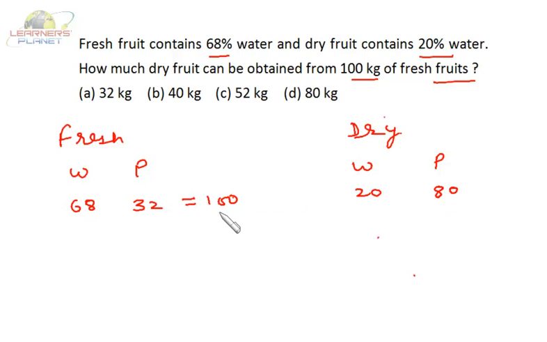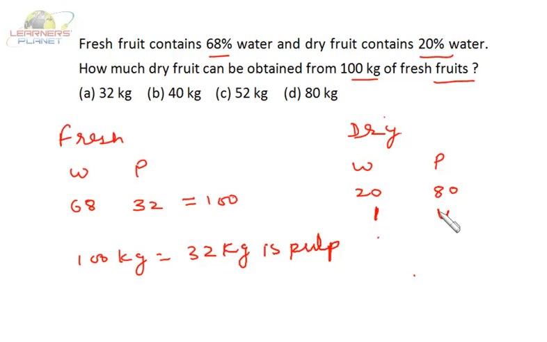Okay. So in 100 kilogram, the total quantity of fresh fruit is 100 kilogram. So in 100 kilogram, 32 kilogram is pulp. Okay. And in dry fruits, the water to pulp ratio is 1 is to 4. Okay. We can say it is 1 is to 4.